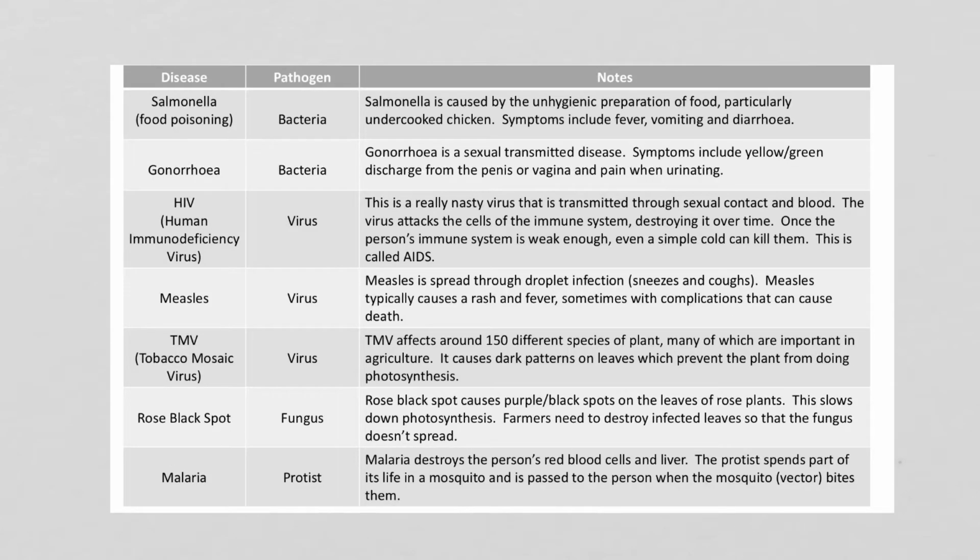Okay, lots of information on here. The most important thing is for you to remember what type of pathogen causes each of the 7 diseases. We'll go through them in order together.